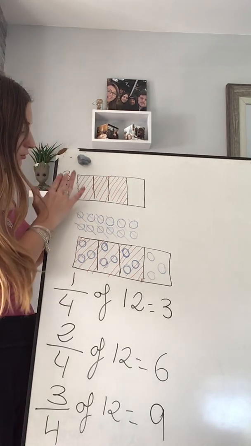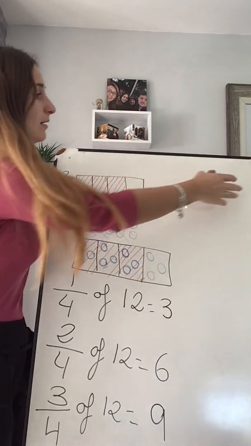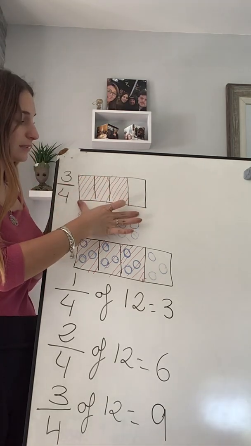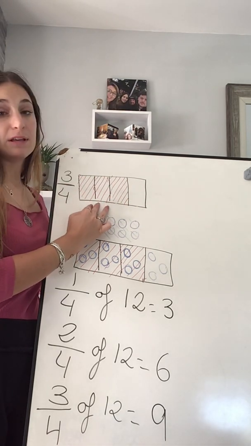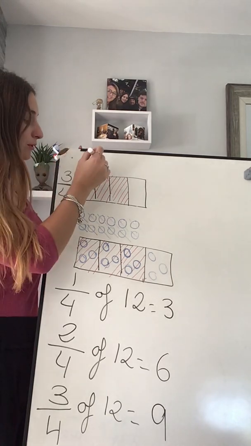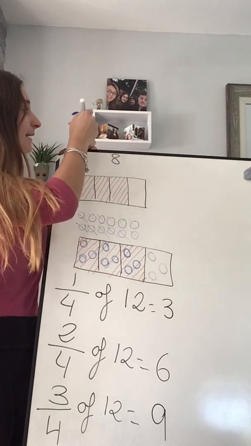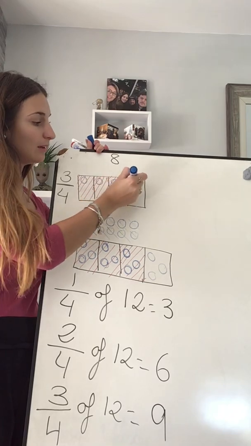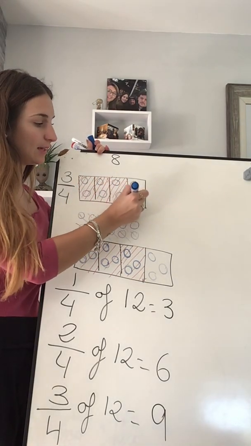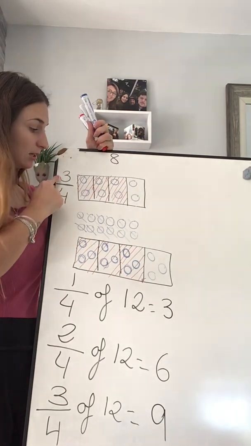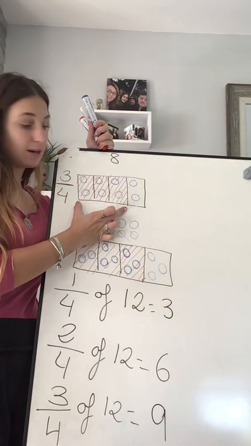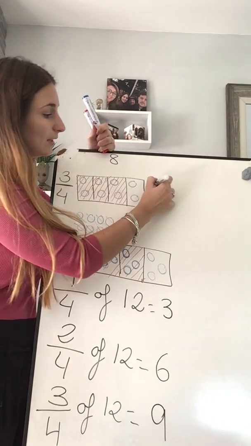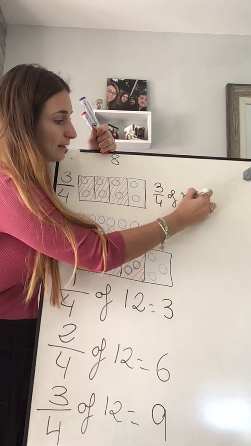So your work today is knowing how many you will get if you divide something into quarters, 4 equal parts, and you get 3 of them. For example, you're going to have 8. Let's count them: 1, 2, 3, 4, 5, 6, 7, 8. And you want to know how many is 3/4. So how many are in there? Ready? 1, 2, 3, 4, 5, 6. So you know that 3/4 of 8 equals 6.